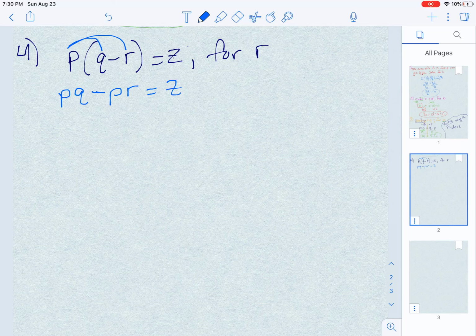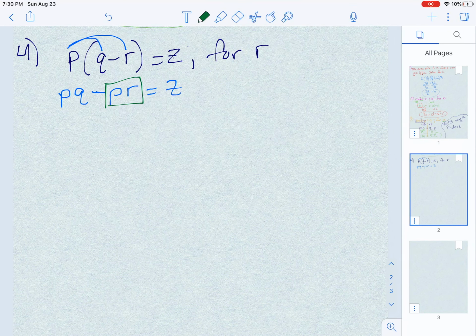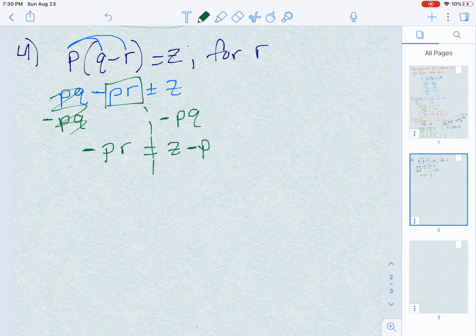Bring down that z. All right, I need to solve for r, which means I need to get this guy alone first. Okay, so I have a plus pq. The opposite would be minus pq. Anything we do to one side, we have to do to the other. So this guy's gone. I have, don't forget about that negative, I have a negative pr to bring down equals z minus pq.